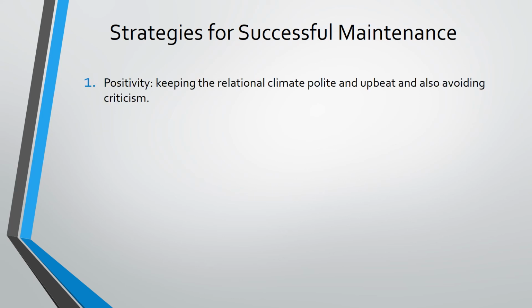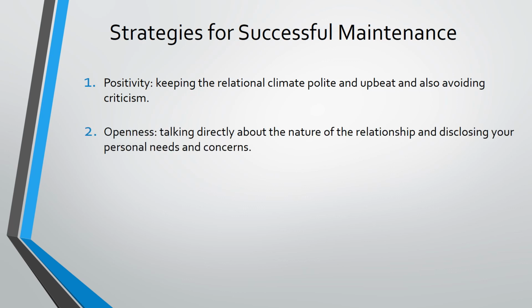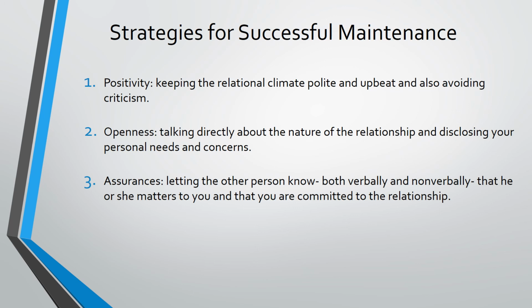Number 1, positivity. Keeping the relational climate polite and upbeat, but also making sure we're careful about how we use criticism. So not just avoiding it, but using it in a way that's not offensive to our partner. Number 2, openness. Talking directly about the nature of the relationship and disclosing your personal needs and concerns. Number 3, using assurances. Letting the other person know, both verbally by what we say and non-verbally by how we behave, that he or she matters to you and that you're committed to the relationship.